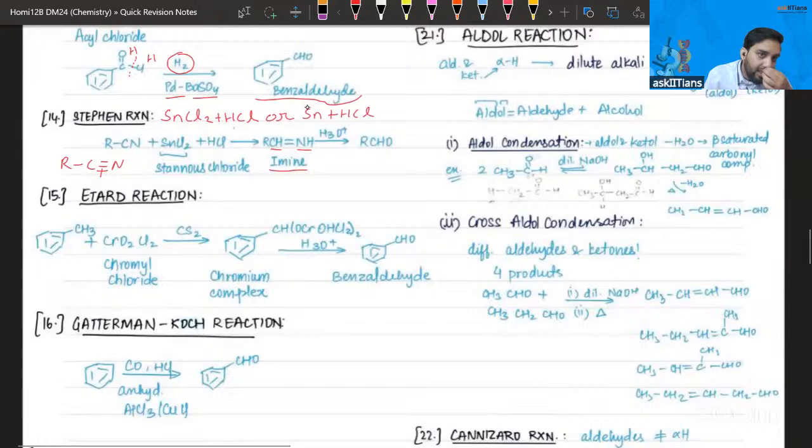The next reaction is again the preparation of an aromatic aldehyde, which is known as Etard's reaction. In the Etard reaction, we take toluene, which is aromatic benzene with a CH3 group. Chromyl chloride, CrO2Cl2, is the reagent here that reacts with alkyl benzene, and we get a complex intermediate. You can see this is the complex intermediate, C6H5CH(OCrOHCl2)2.